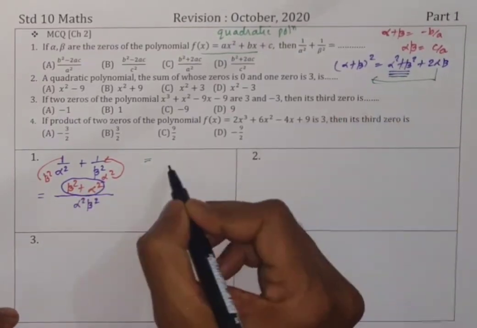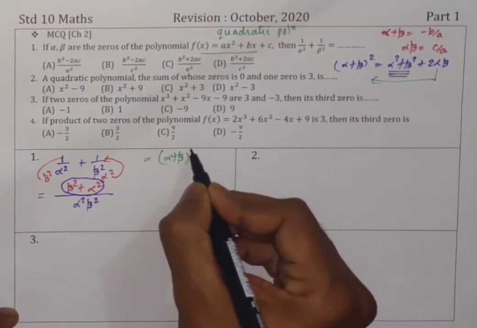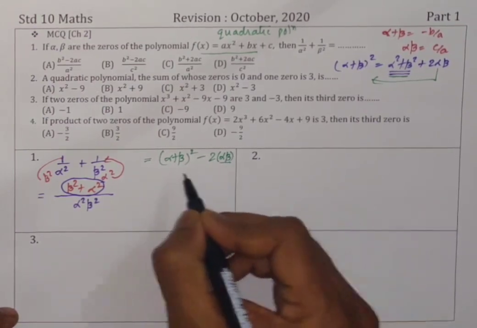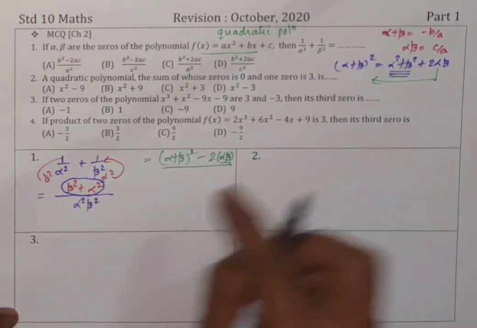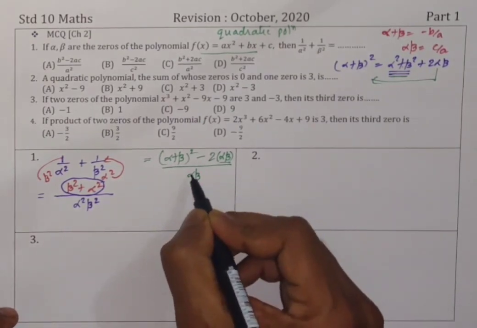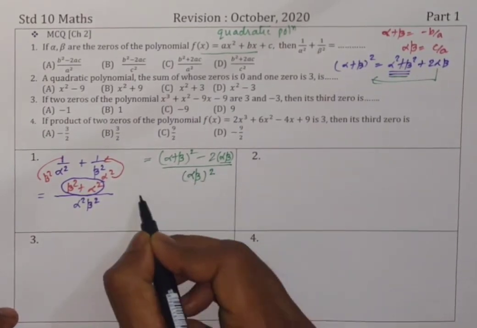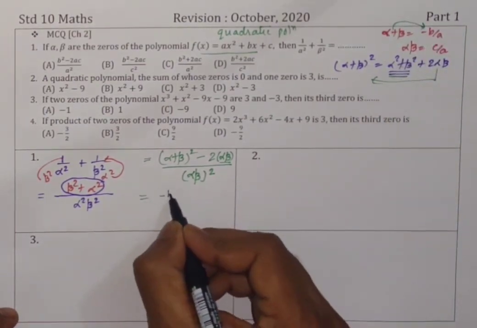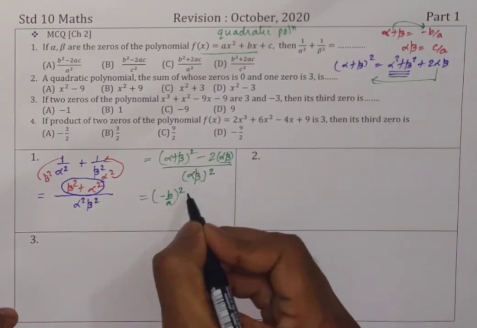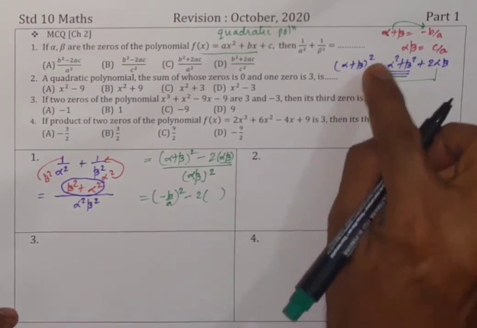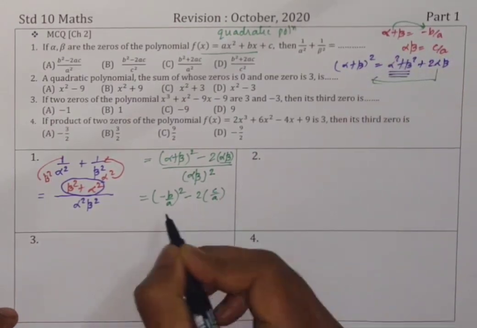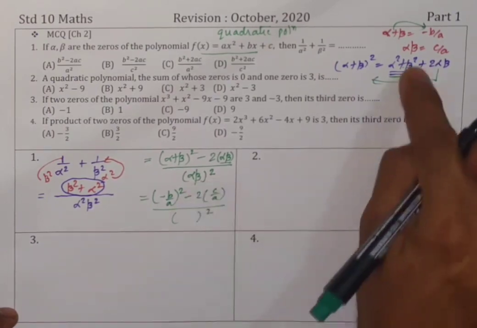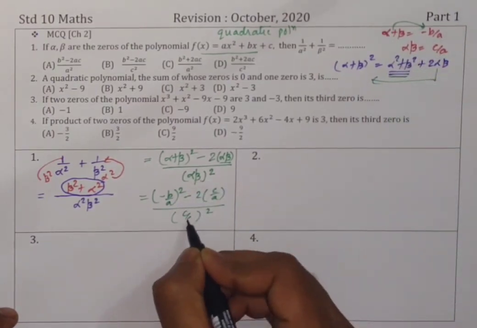Alpha square plus beta square, take it to the other side. So alpha plus beta whole square minus 2 alpha into beta. See that alpha into beta I have kept in the bracket, upon alpha into beta whole square. Children, you can go for substitution. What is alpha plus beta? Minus b upon a, and its square, minus 2 into what is alpha into beta? That is c upon a, and whole upon alpha into beta whole square, and that is c upon a.